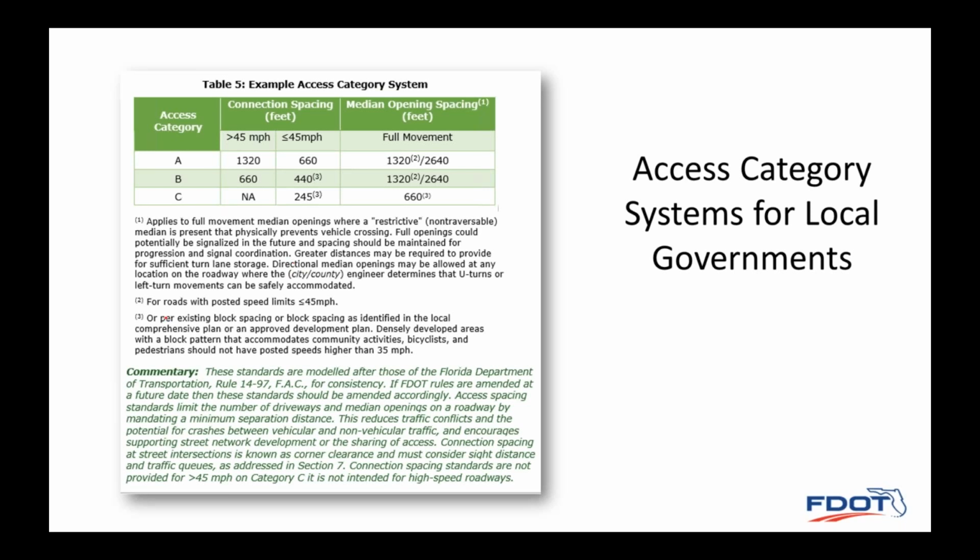And then number 3 is kind of interesting that we added in. It says, well, these are the spacings, but they're also per existing block spacing or block spacing identified in the plan of the local government or an approved development plan. So that might set the spacing in that example. And talking about the importance, if it's a densely developed area with a block pattern, the posted speeds shouldn't be higher than 35 miles an hour in those areas.